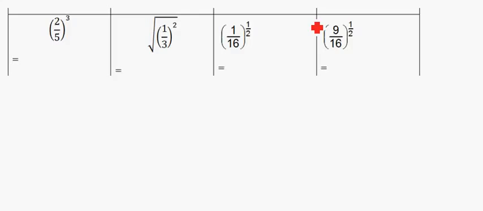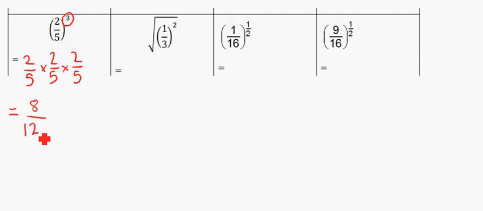Fractions Part 3. And your bottom line should look like this. The first one, of course, is 2/5 to the power of 3, which means 2/5 times itself 3 times. That's what cubing is, 2/5 cubed. And multiplying across the top, 2 times 2 is 4, times 2 is 8. 5 times 5 is 25, 25 times 5 is 125.